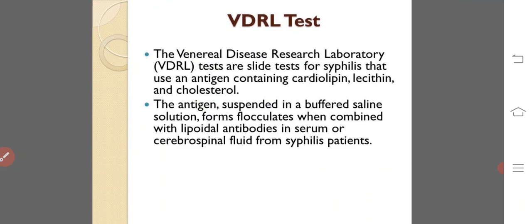So what is the VDRL? The Venereal Disease Research Laboratory. The tests are slide tests for syphilis that use an antigen containing cardiolipin, lecithin and cholesterol. The antigen suspended in a buffered saline solution forms flocculates when combined with lipoidal antibodies in serum or cerebrospinal fluid from syphilis patients.